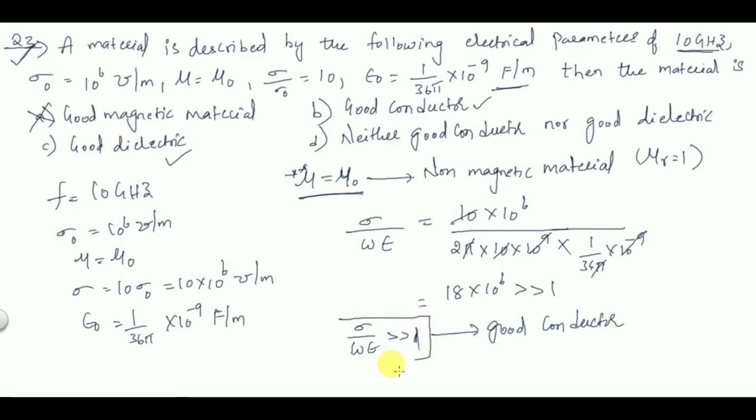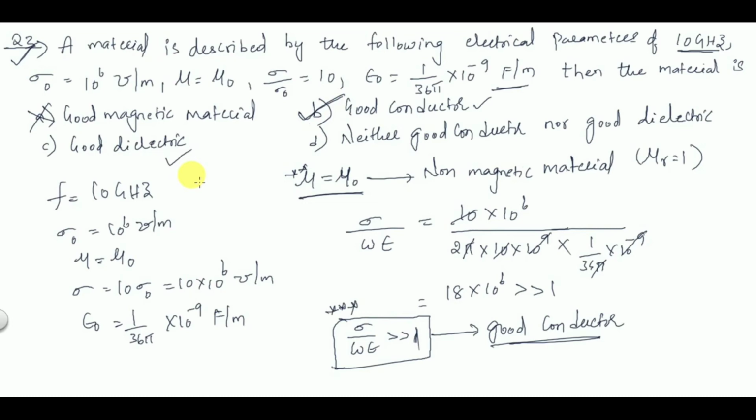Okay, so while discussing good conductor medium, I have told you that if this condition is satisfied, then the medium is a good conductor medium. So here the answer is option B. Okay, so this is how we can find the type of medium.